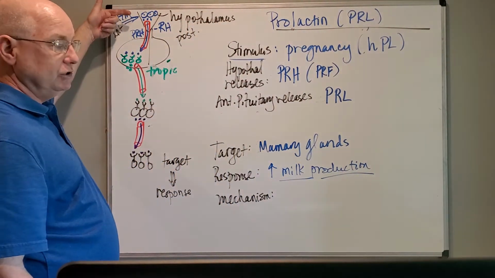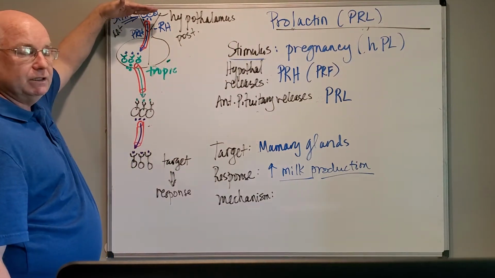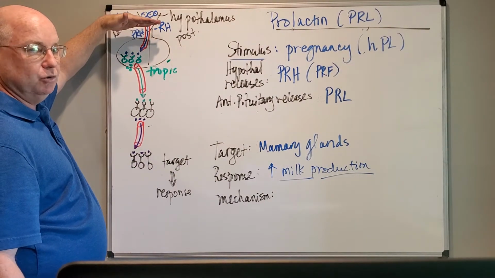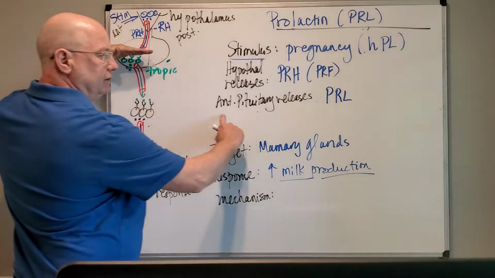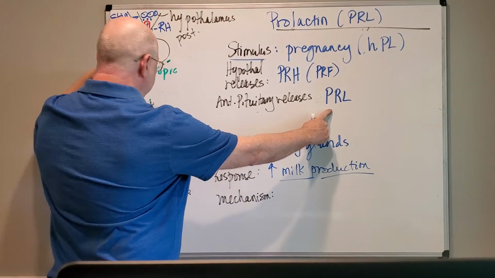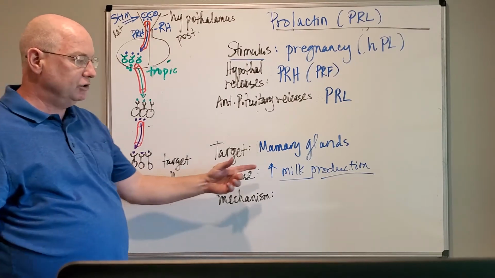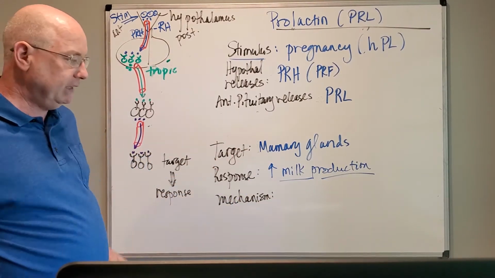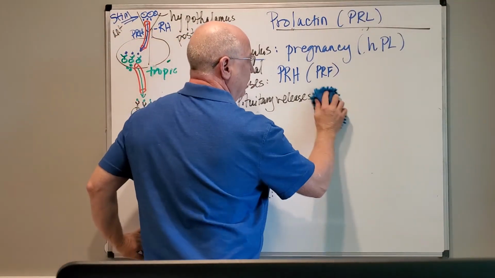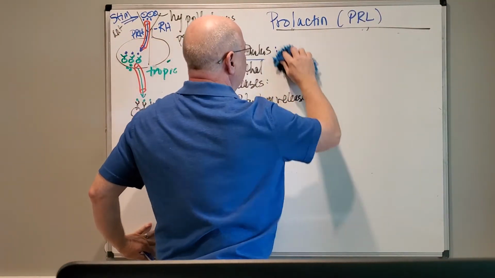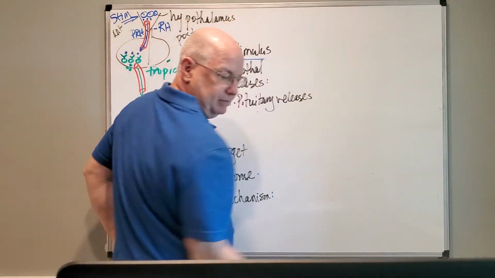You need to know that the stimulus is pregnancy or human placental lactogen. And in response to that, the hypothalamus releases prolactin-releasing hormone or prolactin-releasing factor. That will target the anterior pituitary and cause the anterior pituitary to release prolactin. Prolactin will bind to cells of the mammary glands and cause milk production. Okay, that's it. Nothing more, nothing less. Don't worry about the mechanism for that hormone. All right? Now, I'm going to get another hormone squeezed into this video, which is why I skipped two of the others on the previous page.